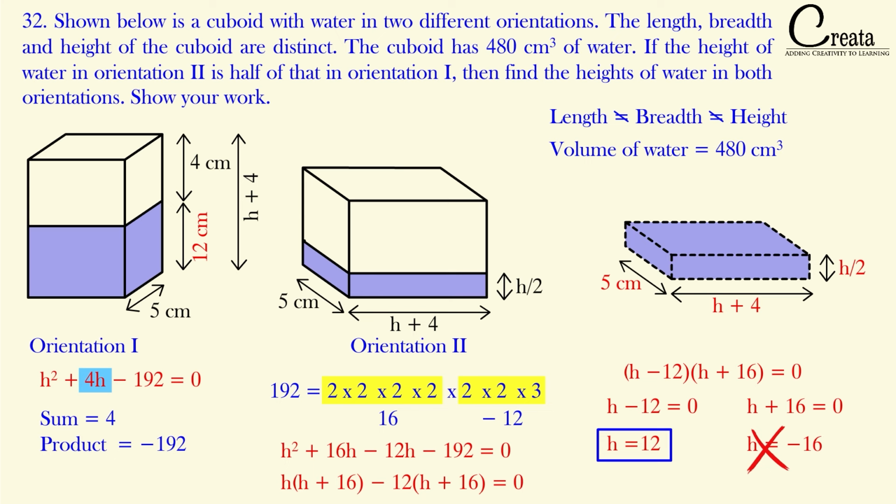That is one part of the answer. In the second part, what will be the height of the water in the second case? It will be h by 2, that is 12 by 2, which is 6 centimeter. So we got the answer. In the first case, the height of the water is 12 centimeter. In the second case, the height of the water is 6 centimeter. That is the answer to the question. Got it? We have done with this question. Let's move to the next question.